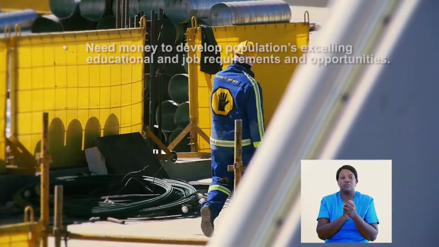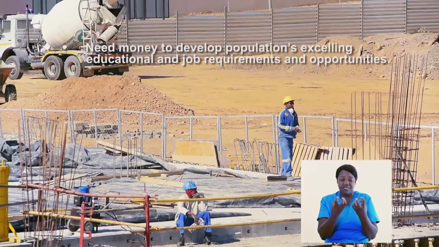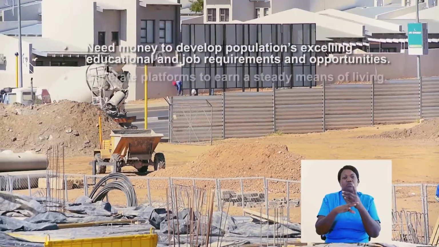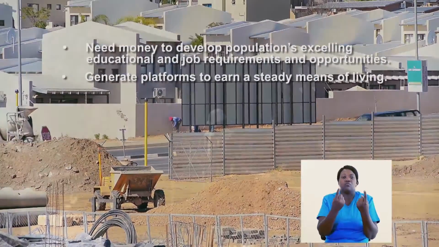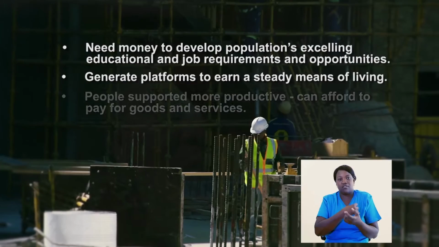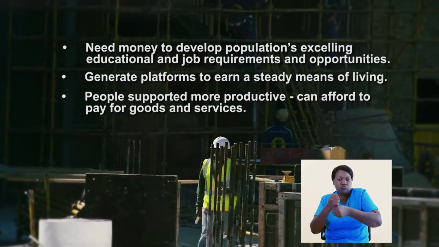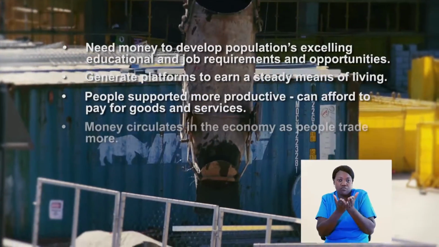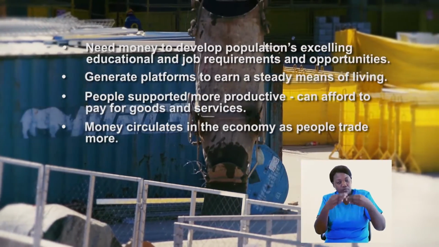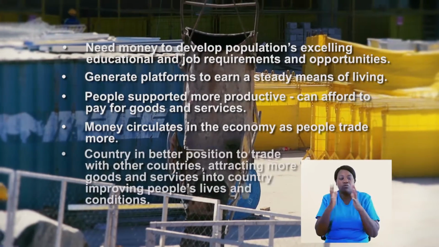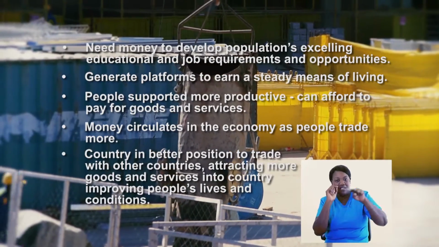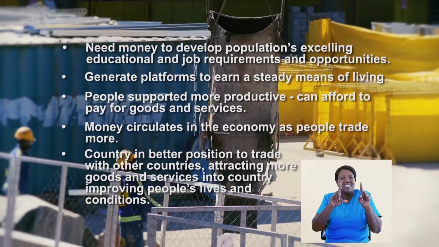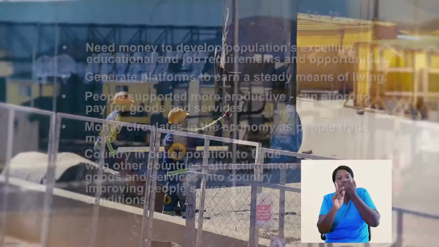Poor countries need money to develop and sustain their populations, expanding educational and job opportunities, and generating platforms to earn a steady means of living. People need to be supported to become more productive so that they can afford to pay for goods and services. More money circulates in the economy as people trade more. Any country is then in a better position to trade with other countries, attracting more goods and services into the country to continue improving people's lives and conditions.